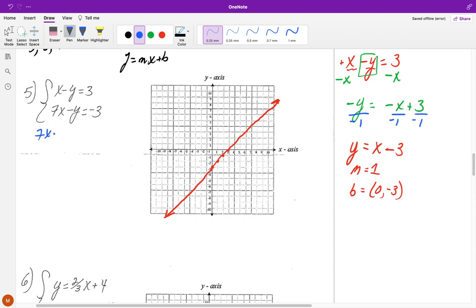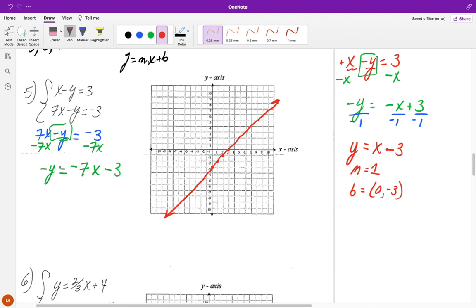Our second one is 7x minus y is equal to negative 3. So I'll do this graph in blue. Same thing, we need to isolate our y. Since these are separated into different terms and it's a positive 7x, I'm going to subtract 7x. Remember, it's negative y, so we have to keep that negative with it. So negative y is equal to negative 7x minus 3.